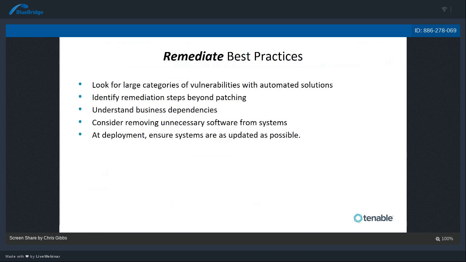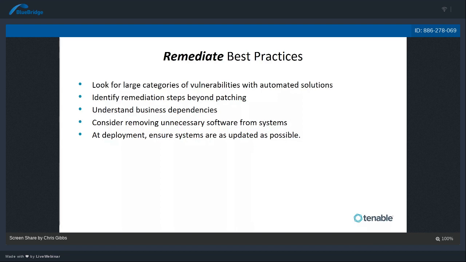Some best practices for remediation. Where possible, try and address large categories of vulnerabilities. If a single patch will remove a large chunk of vulnerabilities, we have a view that tells you that, it's called the solutions view in the platform. That is a big win, right? You can get a lot of things resolved by just doing one or two patches. Great, do it. Again, automate, integrate with SCCM, integrate with any patch management tool you've got, if it supports our integrations.